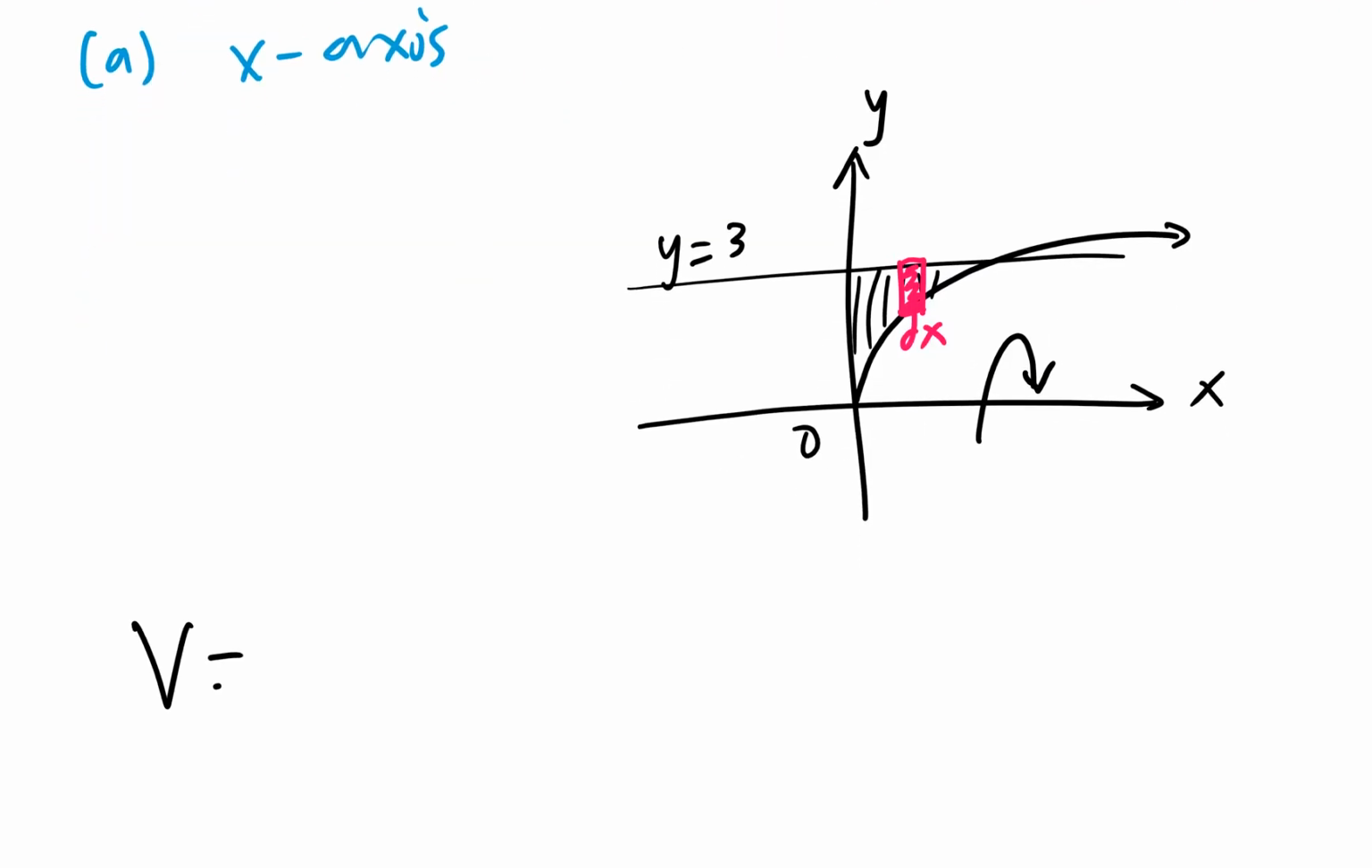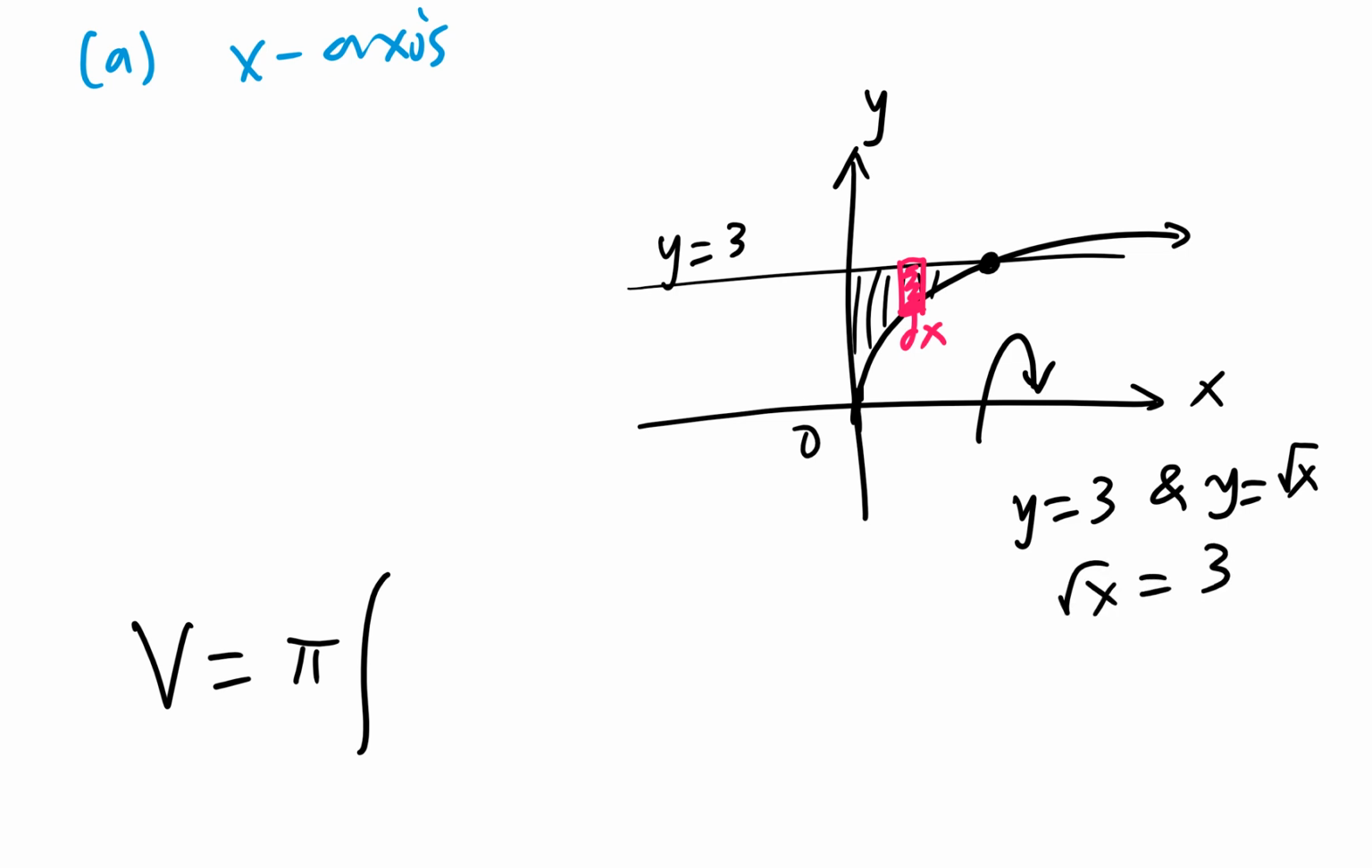So the volume would be the washer method: pi, integral. That rectangle is moving from 0 to that point, wherever the graphs of y equals 3 and y equals square root of x intersect. So we set them equal to each other, square both sides, so that's 9. So from 0 to 9, dx.